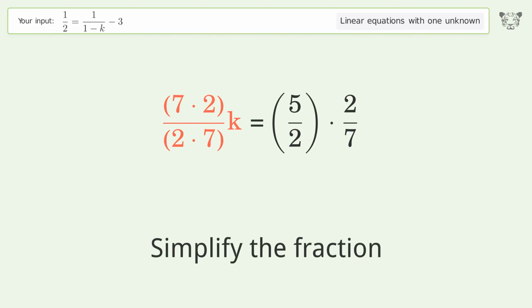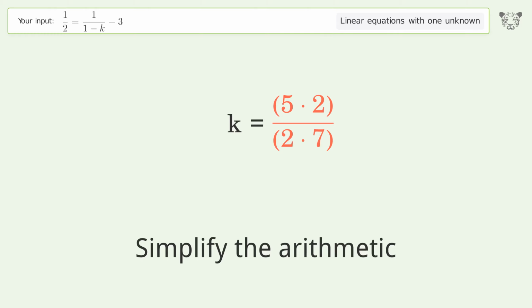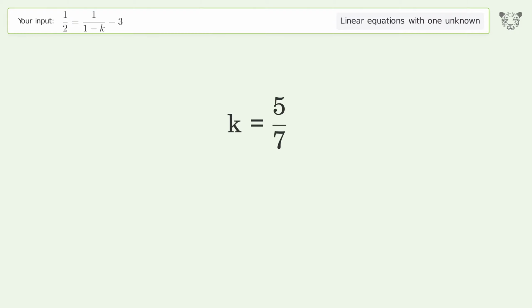Simplify the fraction. Multiply the fractions. Simplify the arithmetic. And so the final result is k equals 5/7.